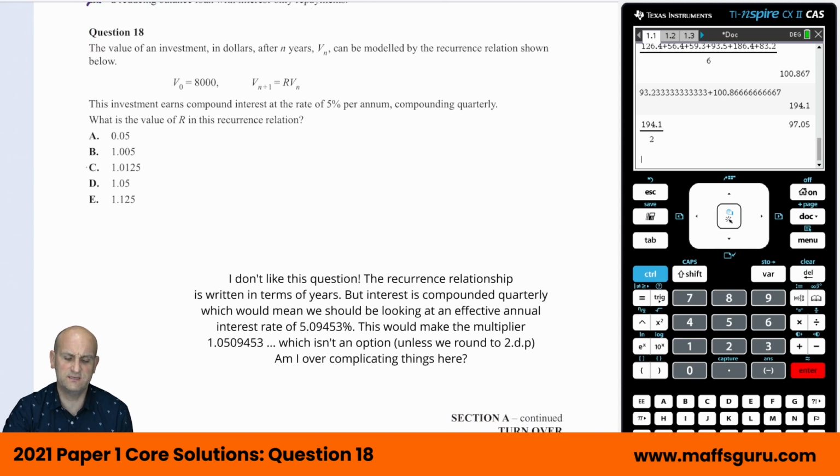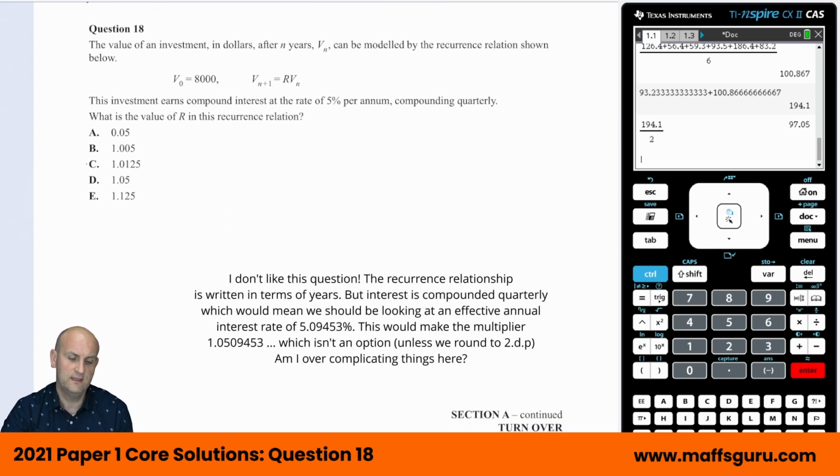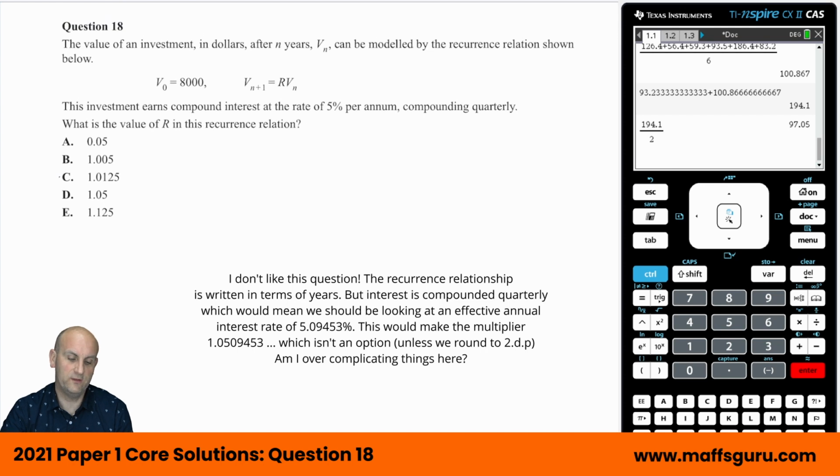And because it's the first question, it's supposed to be relatively simple, all right? Let's make that big up. So the value of an investment in dollars after n years could be modeled by the recurrence relationship shown below. This investment earns compound interest at 5% per annum, but it's compounded quarterly. What is the value of R?